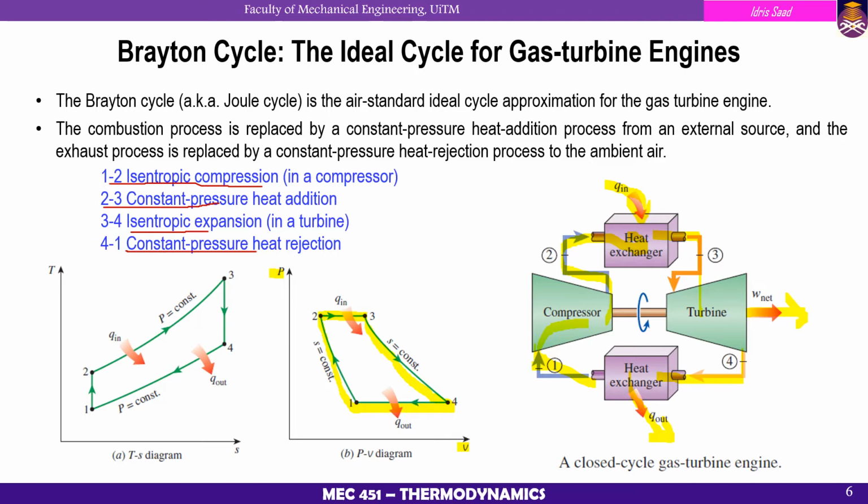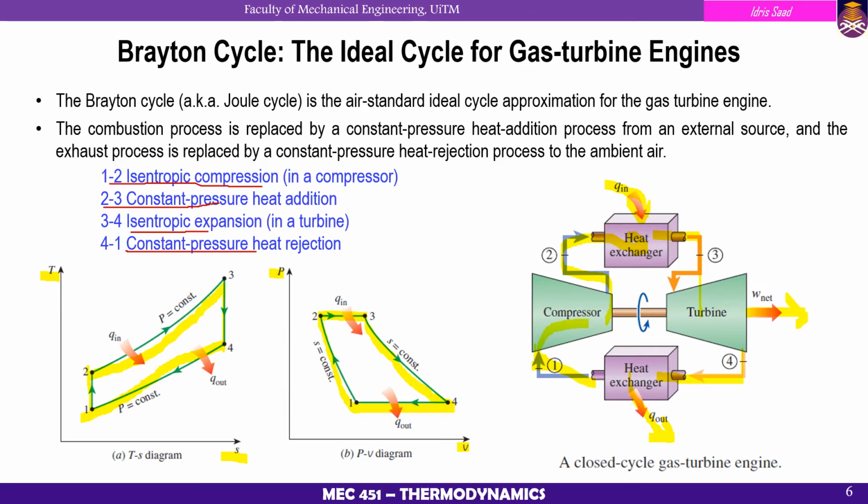From this diagram, we can also draw what we call the TS diagram. Similarly, process 1 to 2 is isentropic compression. Process 2 to 3 is a constant pressure heat addition. Process 3 to 4 is isentropic expansion. And process 4 to 1 is constant pressure heat rejection.